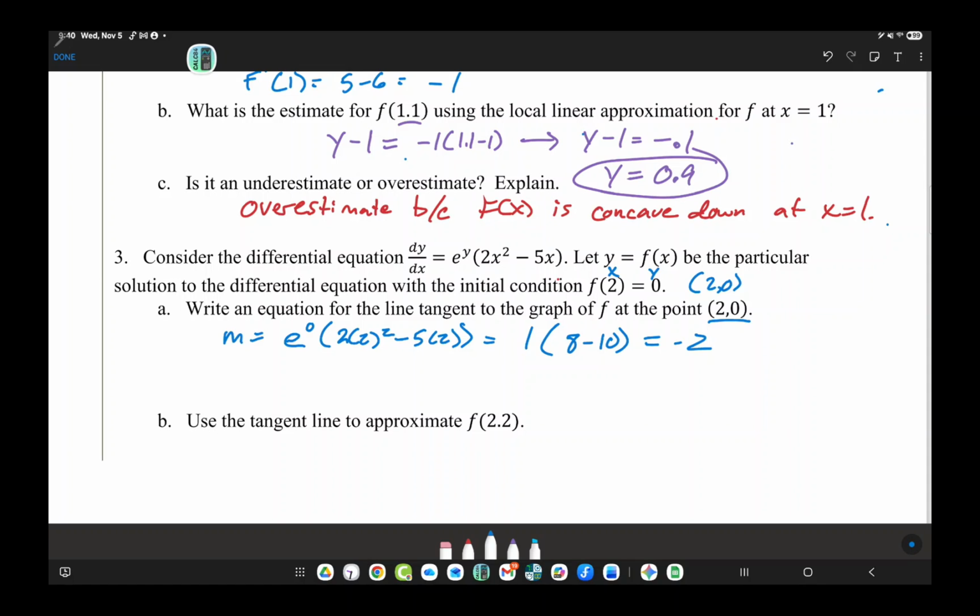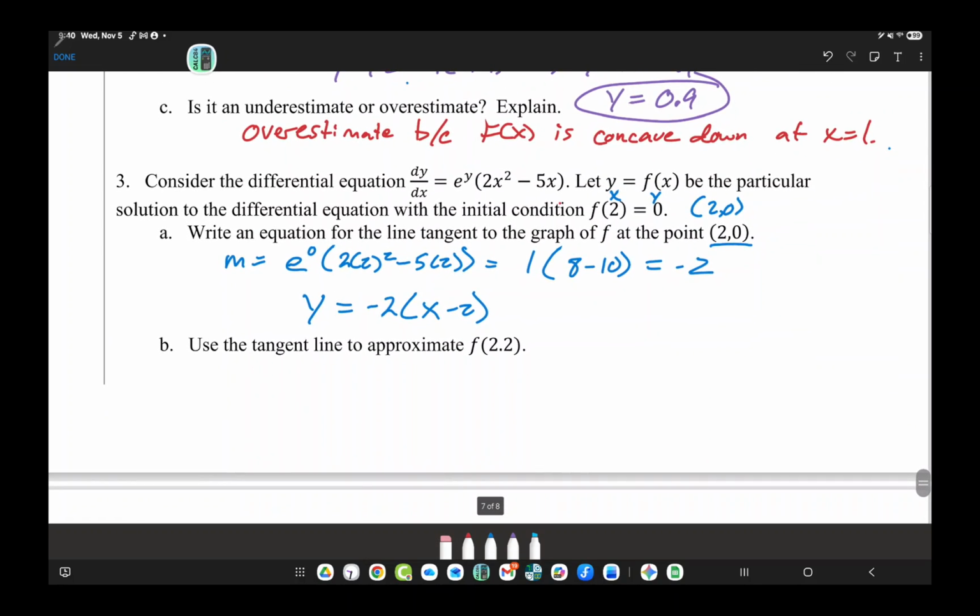So my equation would be y minus 0, or just y, equals negative 2 times x minus 2. Now for the estimate, plugging in 2.2, so y equals negative 2 times 2.2 minus 2. Well, that gives you negative 2 times 0.2, which is negative 0.4.